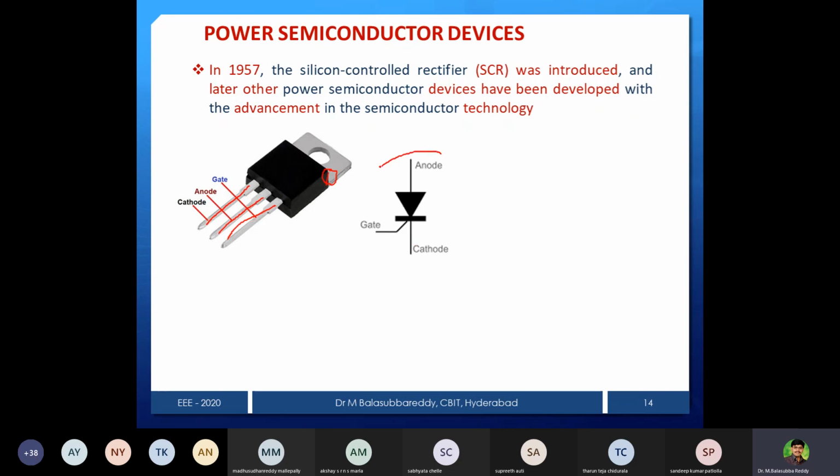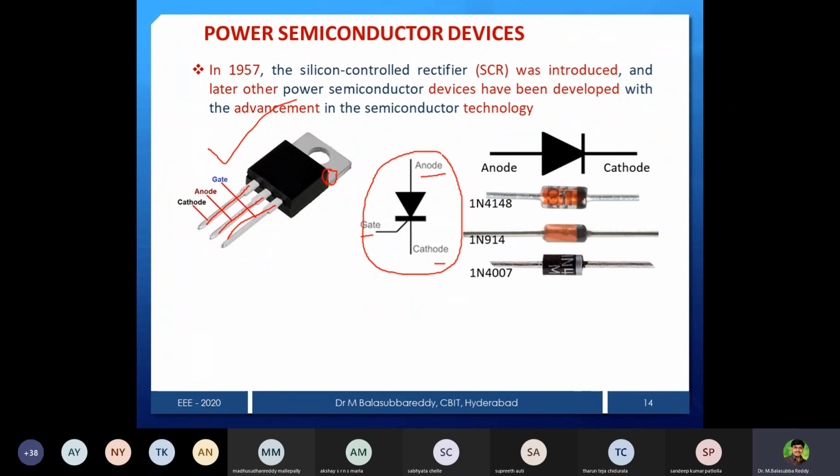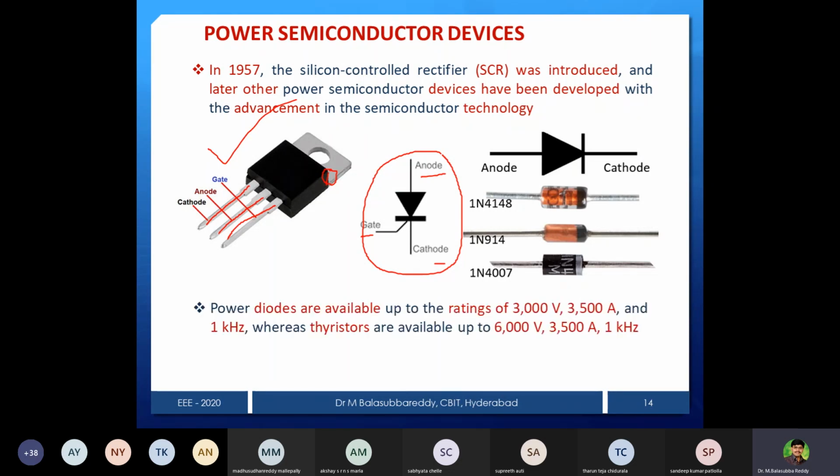So in all circuits, whatever you represent, this is the symbol. This is the actual device, and this one is the symbol. It is a three-terminal, four-layer semiconductor device: anode, cathode and gate. Anyhow, characteristics and all will come again in the second unit completely. Diodes also come in different types, with only anode and cathode, but for SCRs we require three terminals.